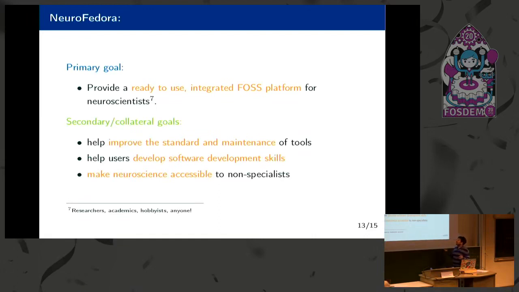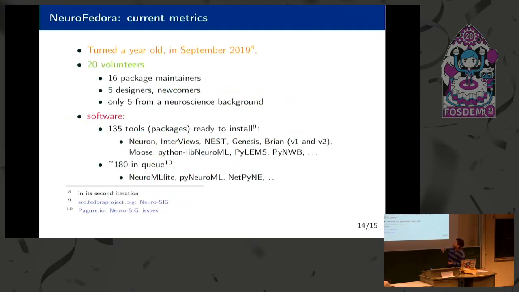goals are to improve the standards of packaging and maintaining the tools, help users develop the software development skills that are required when you are creating a tool or when you are using it, and make neuroscience accessible to non-specialists, right? So our NeuroFedora, our current metrics, we just turned a year old in September 2019.